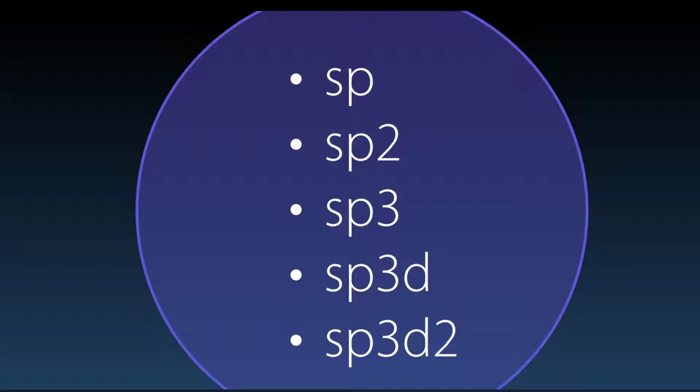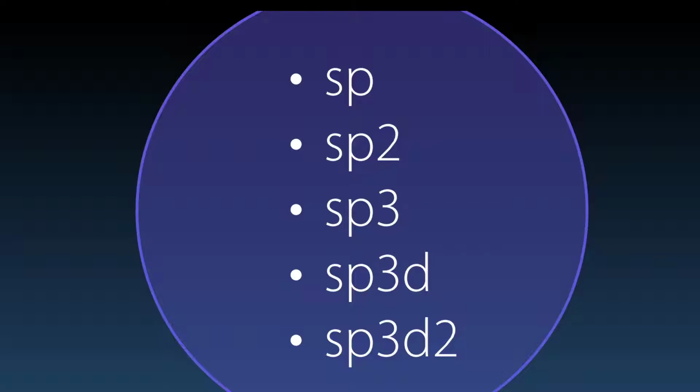We're going to be talking about the Sp orbital, which is one S and one P. Then the second one is an Sp2 orbital, which is one S and two P's. And then the third orbital that we're going to concern ourselves with is Sp3, which is one S and three P's. And we're going to determine this based off of how many bonding groups there are in that compound, or how many electron groups we have.